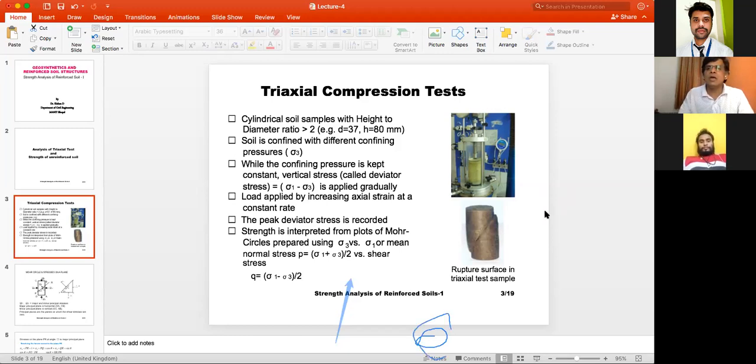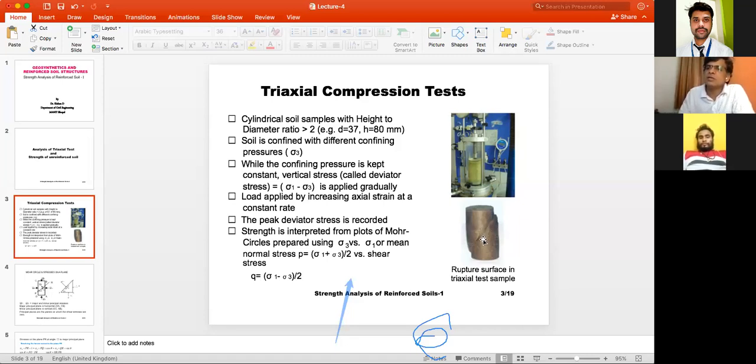Okay. Now with this background, let us proceed further and analyze how to find the shear strength parameters of the soil. As we know, in the bottom right corner is a sample ruptured in shear. This is a sample of diameter D and height H, and upon applying the deviator stress, the sample has failed in a diagonal manner. This is called the rupture plane, the failed plane, or the rupture surface.